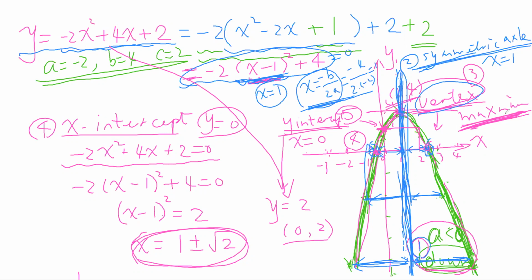One is the mouth. When a is less than 0, the mouth opens down. When a is greater than 0, the mouth opens up. Second is the axis of symmetry, which is x equals -b over 2a. The third one is called the vertex. The vertex is the peak point. When the mouth goes down, it's like a mountain, and the vertex is exactly the top peak, so it is the maximum value. When the mouth opens up like a cup, the vertex is the bottom of the cup, so it's the minimum value.